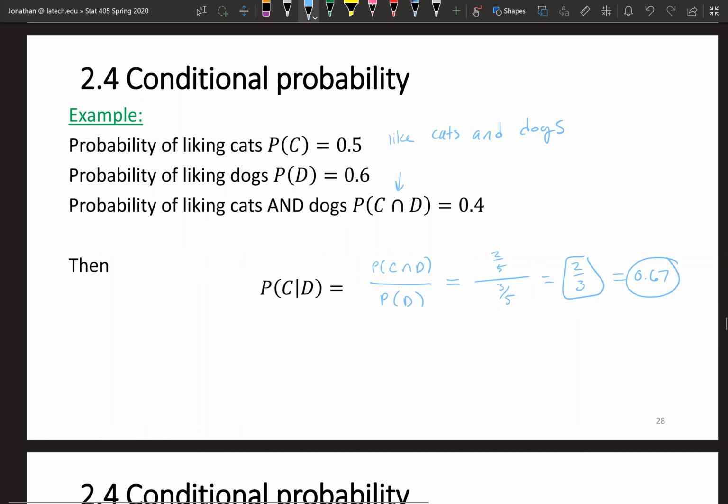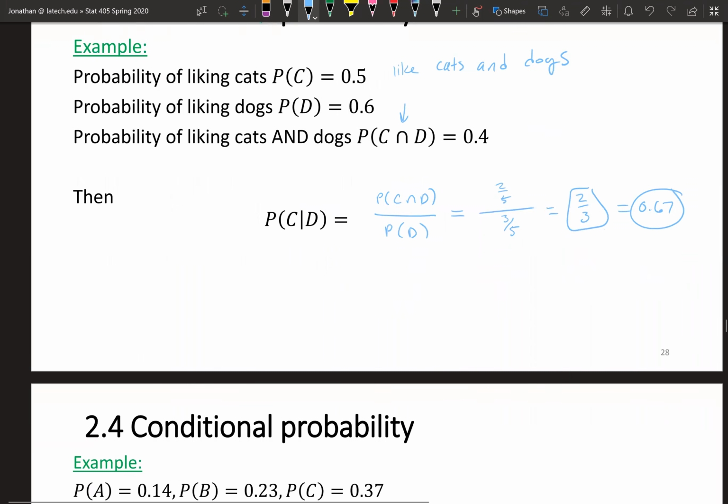So that one's pretty straightforward. It's just a straight computation. I have the probabilities, I have the intersection, I can get the conditional probability directly. So that's the easiest type of example to do for sure. Let's look at another example.